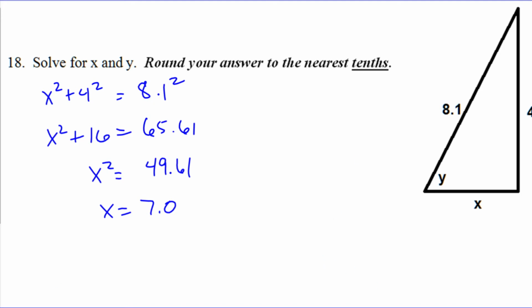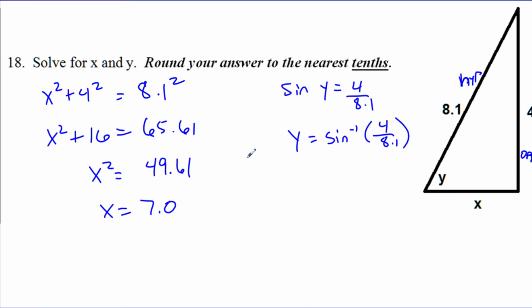So in this problem, we're going to set up a sine problem. This side is opposite, and this is the hypotenuse. And so that looks like sine of y is equal to 4 over 8.1. Getting rid of the sine means using inverse sine of 4 over 8.1, just like we did with the tangent in the last problem.